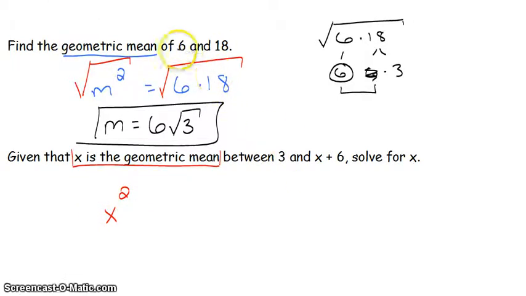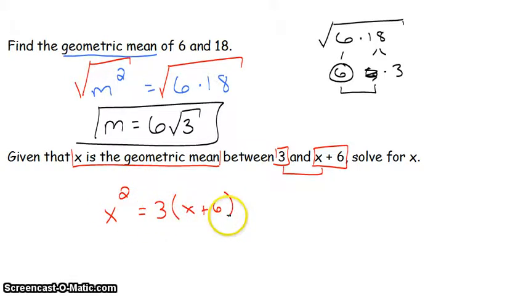In the first problem, I was calculating the geometric mean between 6 and 18. Now, I'm giving you your two values. It's 3 and x plus 6. So these are the numbers that we find the product of and set equal to our geometric mean. So 3 times x plus 6. To solve this, I have to first distribute on the right-hand side. Now it's a quadratic equation that I'm going to have to solve.